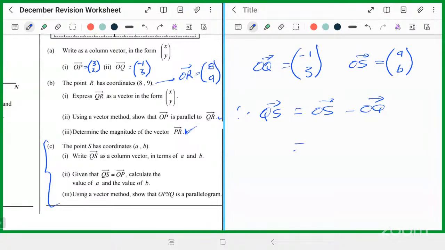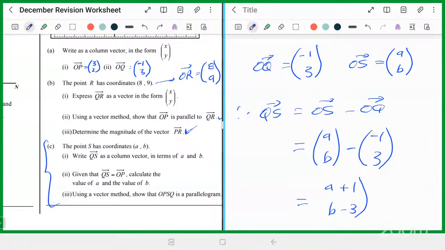This is equal to OS, which is (a, b), minus OQ, which is negative 1, 3. That's what you're working out. Careful, this minus becomes a plus. So it's a plus 1. And b minus 3 is b minus 3. So that is the vector QS. See, that's the vector QS right here.